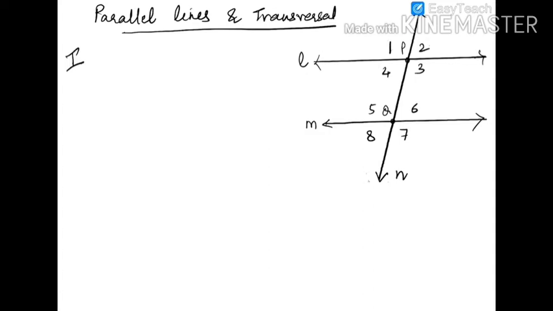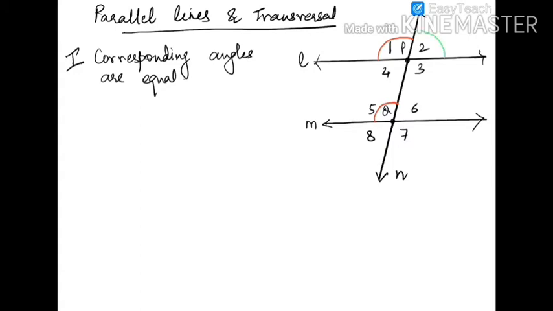So when a line cuts two parallel lines, then we can say that the corresponding angles are equal. So let's mark the corresponding angles in the figure. Angle 1 will be equal to angle 5. Angle 2 will be equal to angle 6. Angle 4 will be equal to angle 8. And angle 3 will be equal to angle 7.